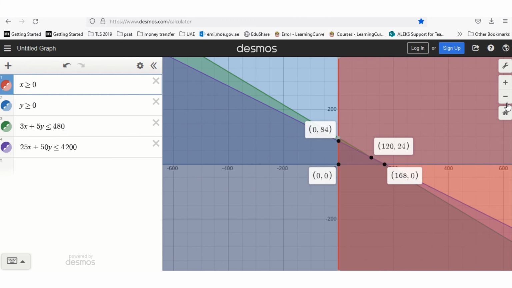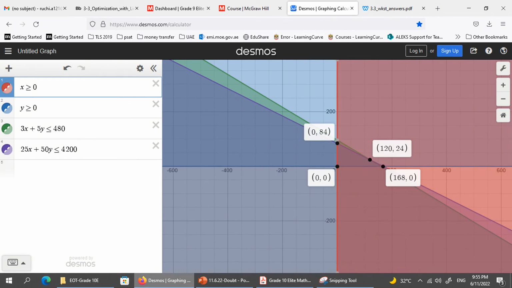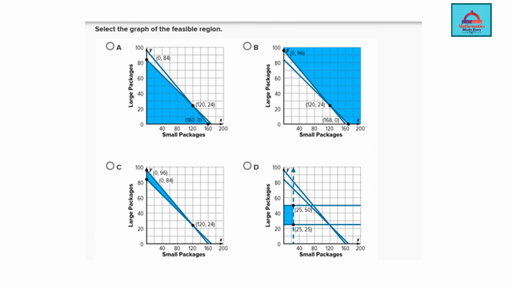Let's go now back to our presentation and calculate our objective function at these points. So we'll stop the recording here. Okay, so now we need to select the correct graph. As you see from your own graph, the correct answer is going to be A. And here the points that we are considering are (0, 84), (120, 24) and (160, 0). So at these 3 points, we are now going to check our objective function.